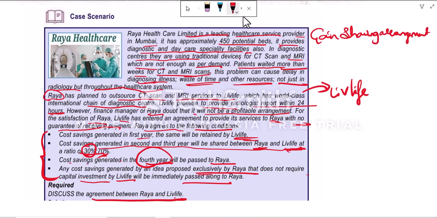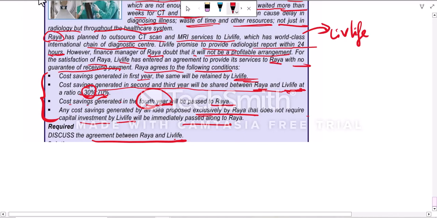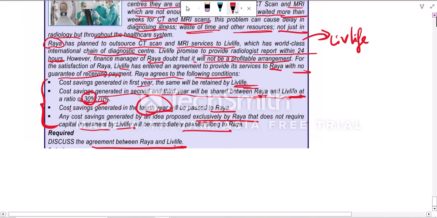So you should write everything about the gain sharing arrangement, because it is a bit risky for Raya Healthcare Center, but it might be beneficial if it works out. What are the pros and cons in this? You have to discuss that here. So that's all about the topic.